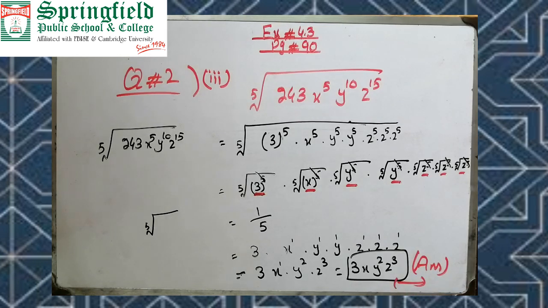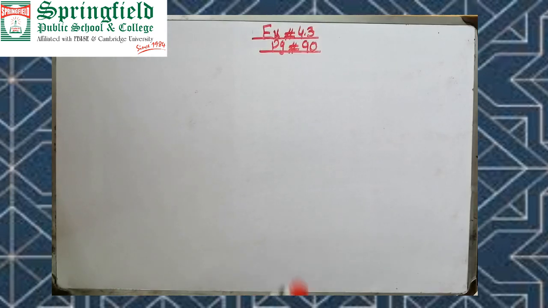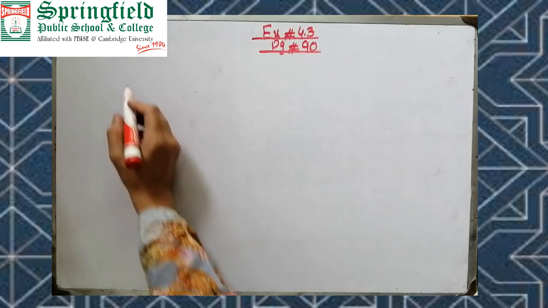Understood beta? Now do the practice of all these questions in your notebook. Now come on the question number 3. Okay, the first part of question 3.